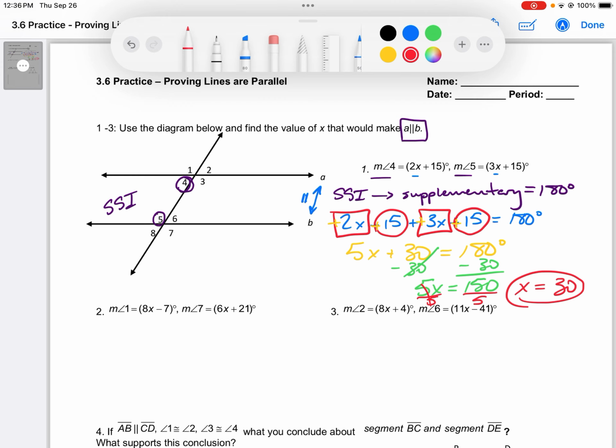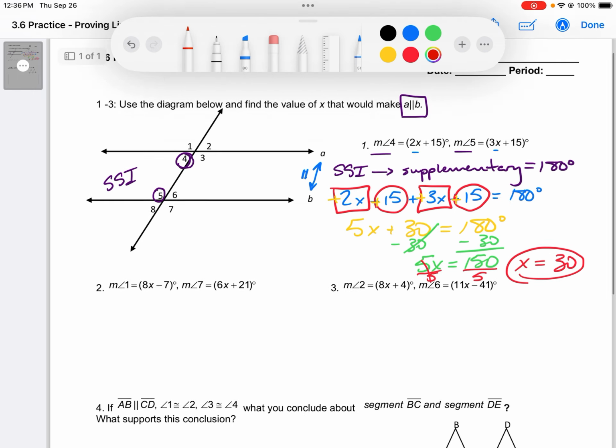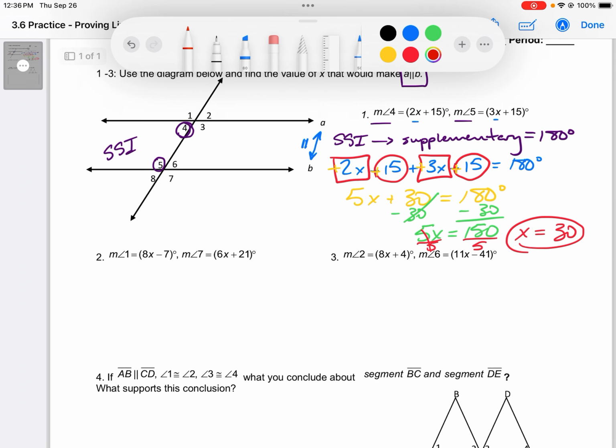So if x equals 30, then 4 and 5 together are supplementary. If 4 and 5 together are supplementary as same side interior angles, that means A and B are parallel. That's the flow of things here. We're reverse engineering what we did in lessons 3.4 and 3.5.